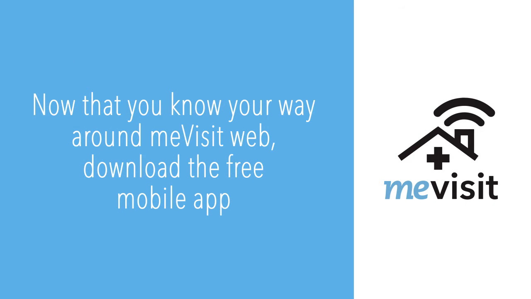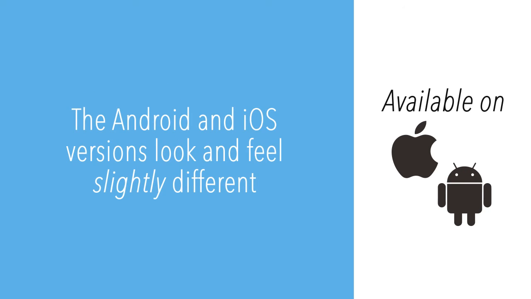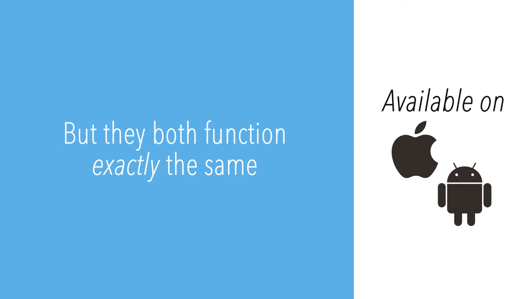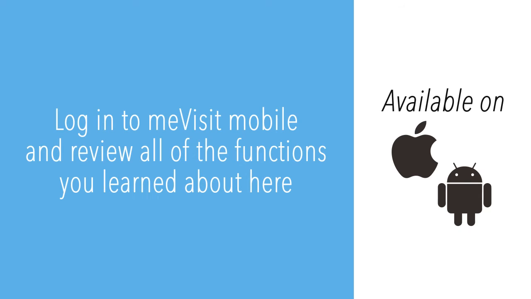Now that your MeVisit profile has been set up and you have familiarized yourself with the web version, download the free app for your mobile device. From a visual standpoint, the Android and the iOS versions look and feel slightly different. However, they both function exactly the same and provide all of the case-related functions found on MeVisit Web. Log in to MeVisit Mobile and review all of the various functions and case review steps. You may use this guide or your printed provider handbook to guide you through it.